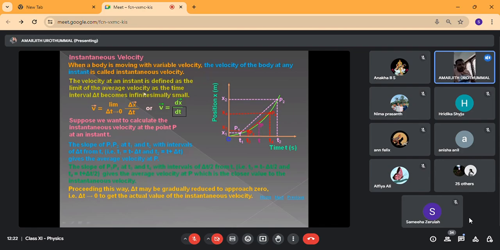What is the meaning of this delta t tends to 0? Delta t tends to 0 means the value of time is very less. So remember this point: if you want to find the instantaneous velocity at any point, consider 2 points on either side, very close to the point. Then there will be a small displacement, and that divided by time taken will be the instantaneous velocity.